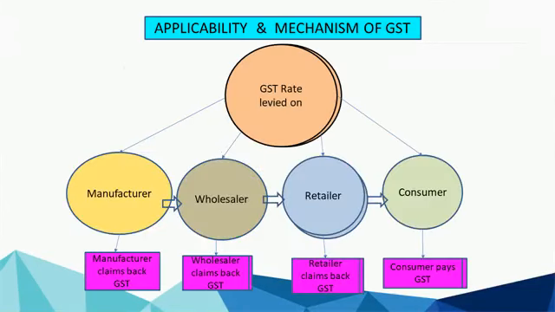In the next point, I am going to explain about the applicability and mechanism of GST. GST is levied on four persons: manufacturer, wholesaler, retailer and consumer. The manufacturer claims back GST through ITC on the purchase of raw material. In the same way, the wholesaler claims back from the manufacturer. The retailer avails ITC and claims back. Finally, the ultimate burden falls on the consumer.